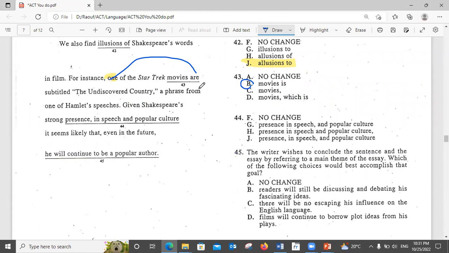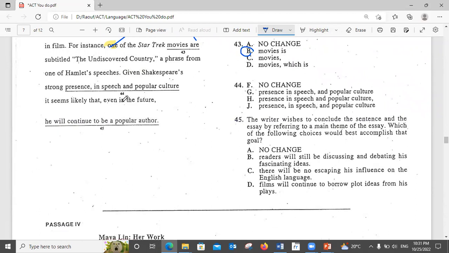43 is B. And 44, we need to use the correct comma. Given Shakespeare's strong presence in speech, of course, we don't need a comma before the preposition in. So goodbye F, we don't use commas before prepositions, as we said. 44 is H because it's the only one that's using the commas correctly. We don't need this comma.